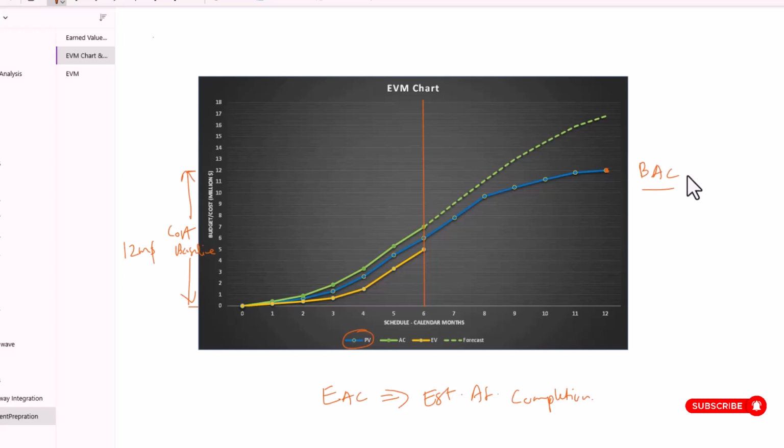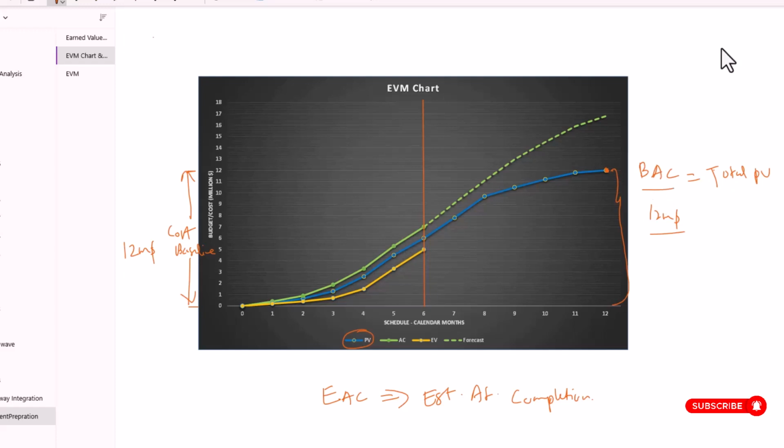Budget at completion is also called total PV, because this blue line represents the PV, the planned value of the project, and the total amount we're going to spend, the total budget we plan for this project, is BAC. In this case, it's 12 million, and this is the same reason why we call BAC the total PV, and therefore BAC and total PV are the same. So once you know BAC, now it's easy to calculate EAC.